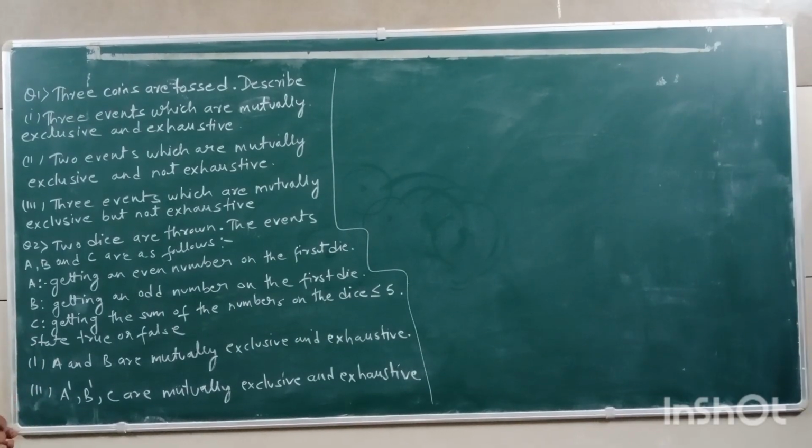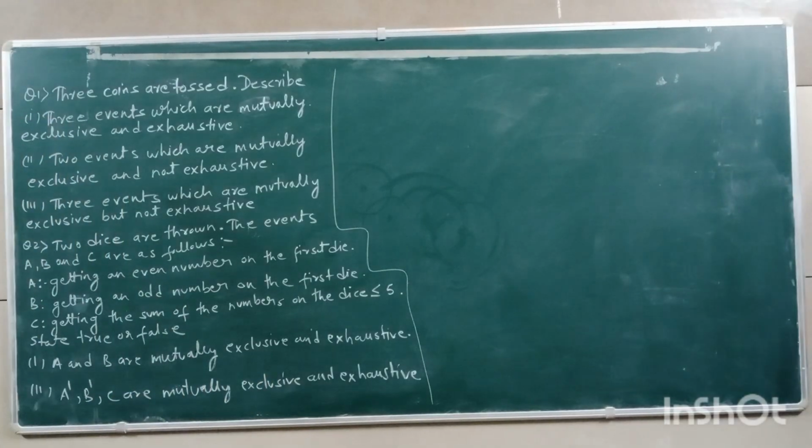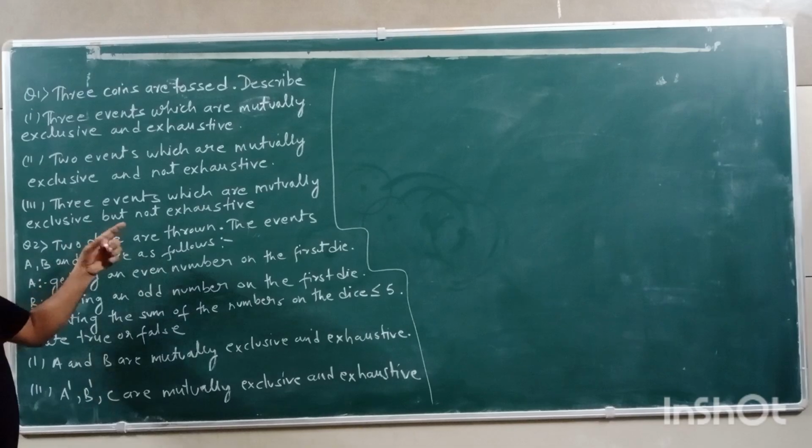See here, the first question has three parts. Describe first, three events which are mutually exclusive and exhaustive. Second, two events which are mutually exclusive and not exhaustive. Third, three events which are mutually exclusive but not exhaustive.